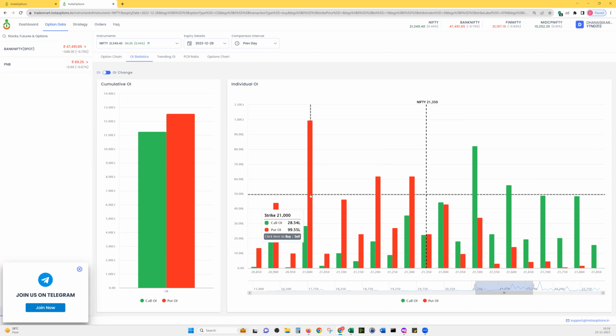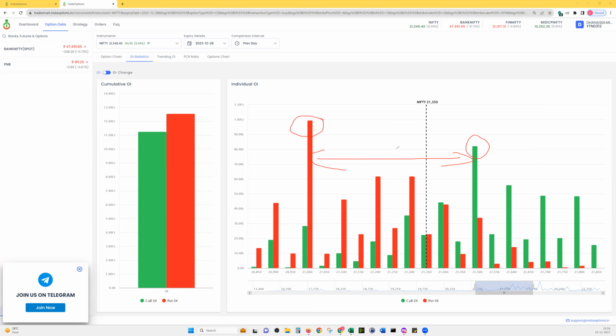Does this denote a bullish view or a bearish view? Okay, it denotes a bullish view. Now this is what people used to justify. Wherever you go, people used to say this: today we can see maximum open interest in two strikes, 21,000 and 21,500, so this expiry is expected to be within the range of 21,000 and 21,500.